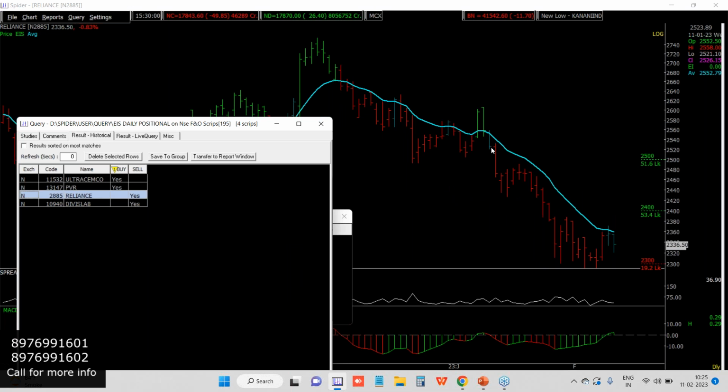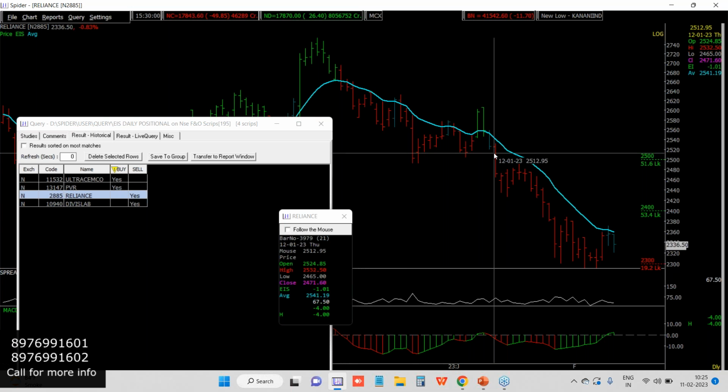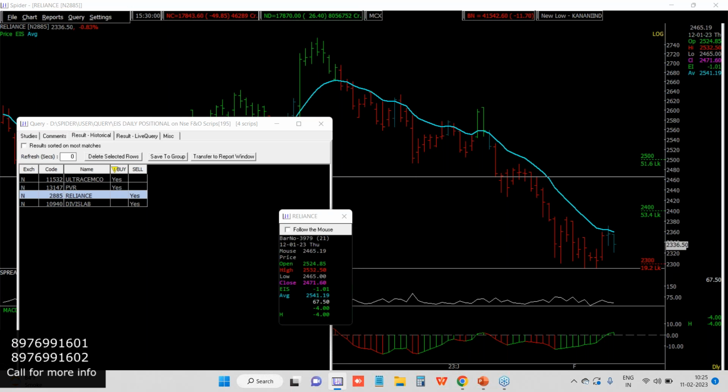See, like Reliance we just got here. Once the low of the particular candle got breached, we'll enter into our trade with the stop loss at the high of this particular candle.